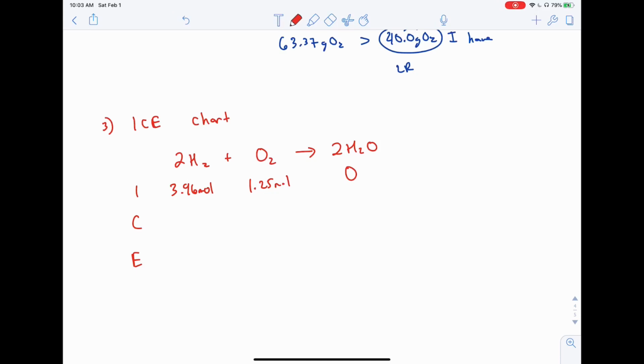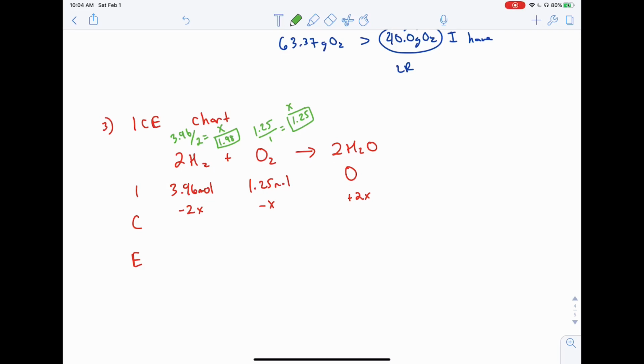Our C here is minus 2x, minus x, and plus 2x. And one of these has to go to 0. The way I do it is this. I take my initial and I solve for what x would be. So outside of my chart, I do 3.96 over 2, and I do 1.25 over 1. So my x for this would be 1.25, and my x for this would be approximately 1.98.